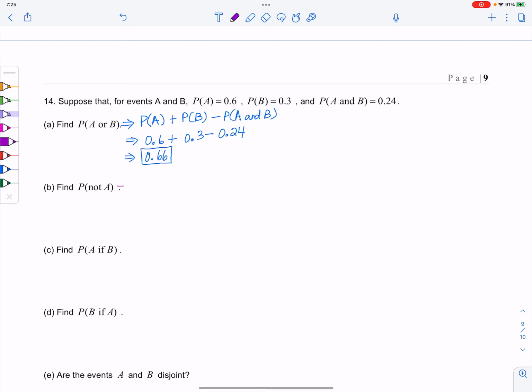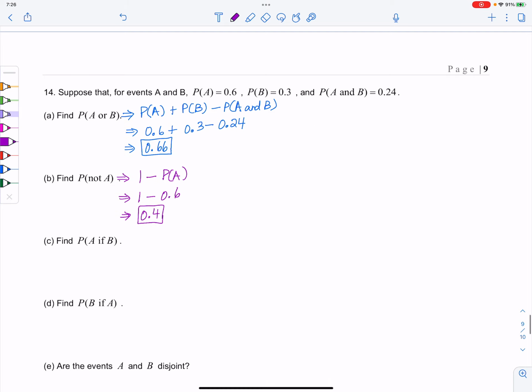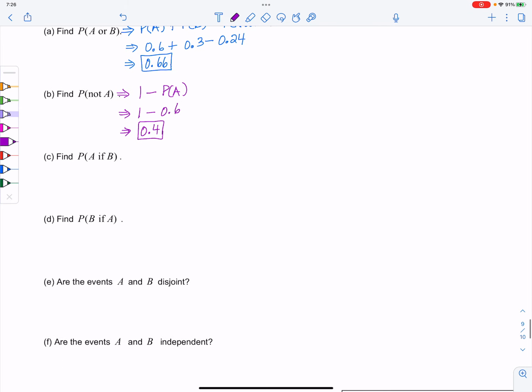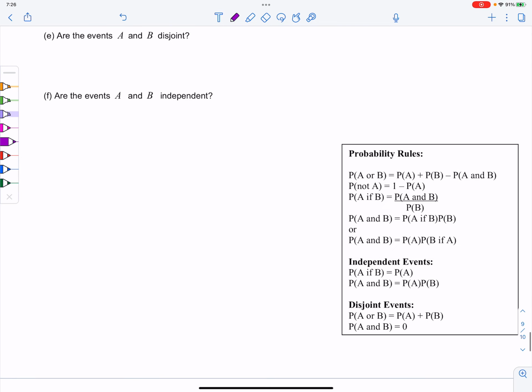Okay, find the probability of not A. That's going to be 1 minus the probability of A. So that will be 1 minus 0.6, which will be 0.4. Okay, let's do the probability of A given B. So remember our formulas down here. The probability of A given B is going to be the probability of A and B divided by the probability of B.